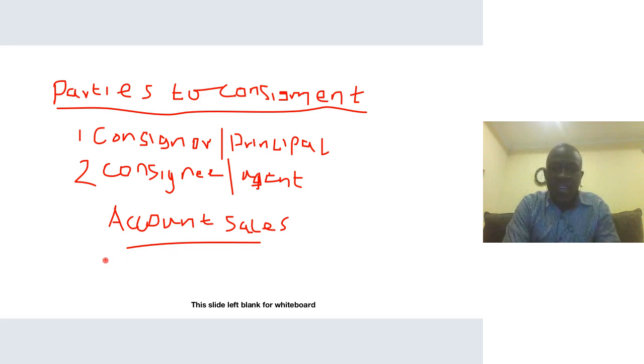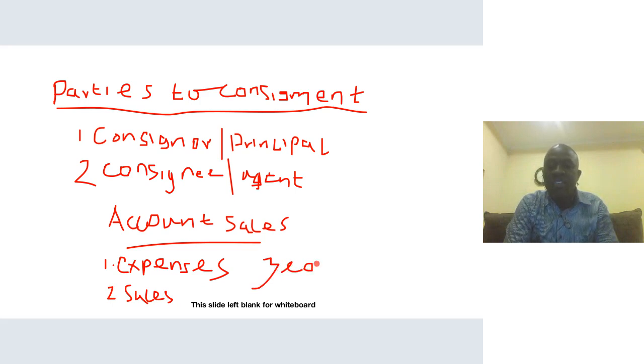So that is what is contained in account sales. We have said, 1, it contains the expenses that the consignee has incurred, 2, it also entails the sales that the consignee has made, and lastly 3, the commission. We'll come to commission. So those are the 3 items that are always included in the account sales: expenses, the sales, and then the commission.